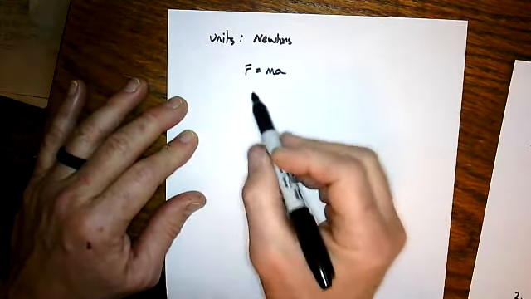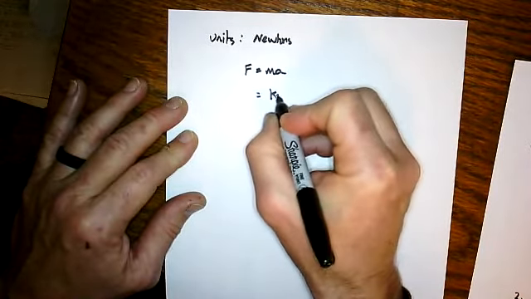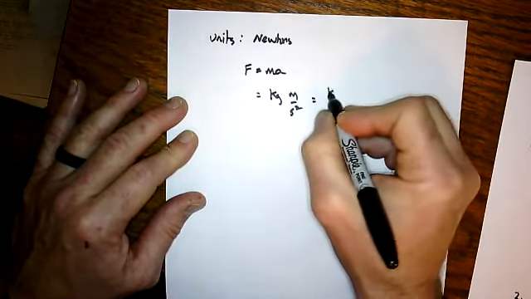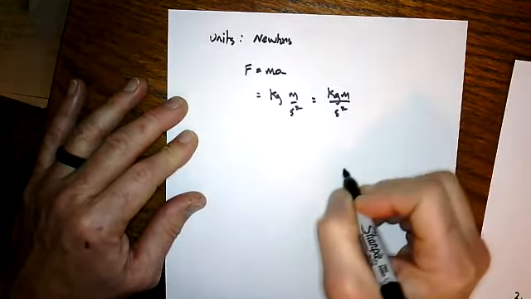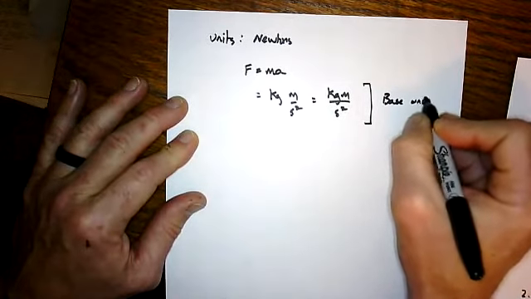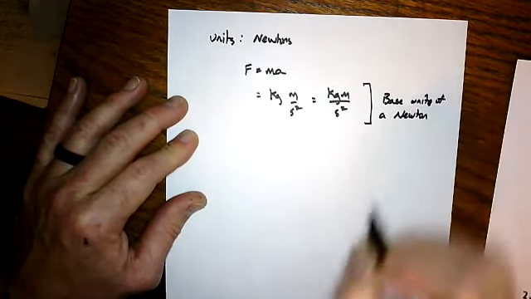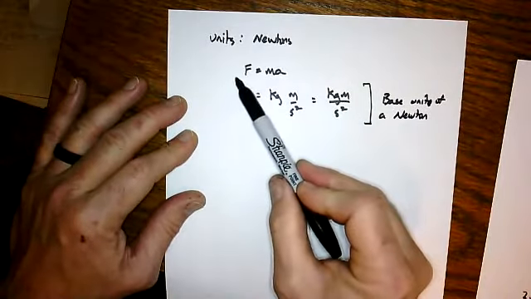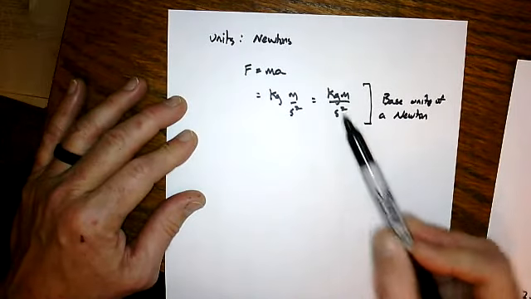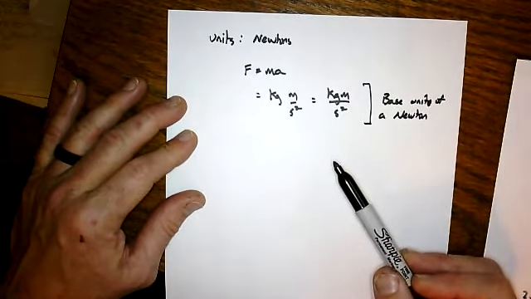I've left the sum sign out here because I'm only going to deal with a single force. Units for mass are kilograms. Units for acceleration are meters per second squared. So collectively, we would say kilogram meters per second squared, and we would refer to these as the base units of a Newton. What this tells us is a force of 1 Newton will cause a mass of 1 kilogram to accelerate 1 meter per second squared. Okay, that's the base units of a Newton.